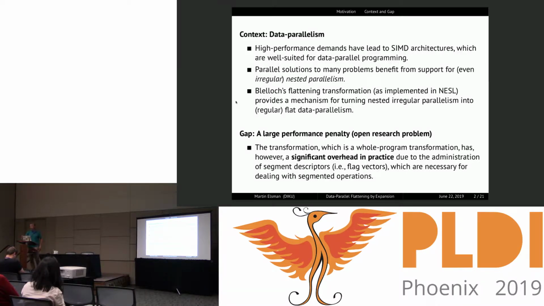There has been a lot of previous work on trying to deal with irregular problems. In particular, Blelloch's flattening transformation is providing some very good insights into how we can actually transform a program that is irregular in nature into flat data parallelism. The problem, however, is that there's a large performance penalty associated with this, and it's currently an open research problem how to actually get decent performance out of this in practice.